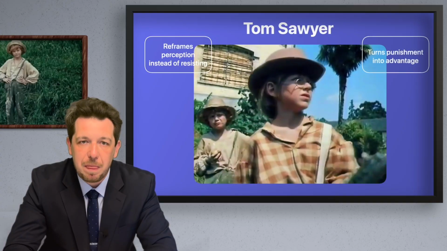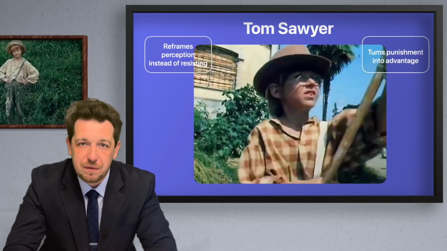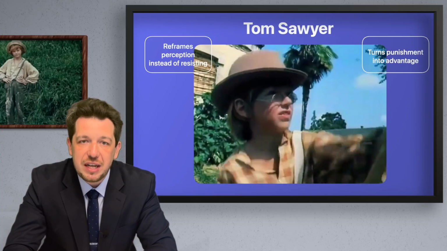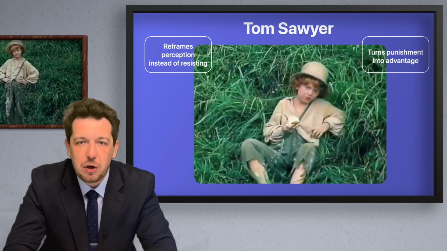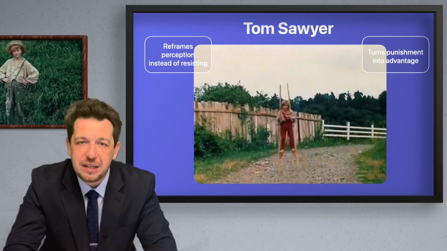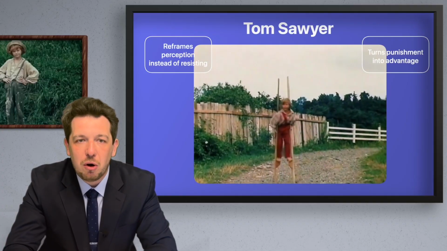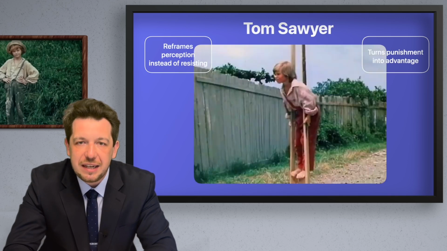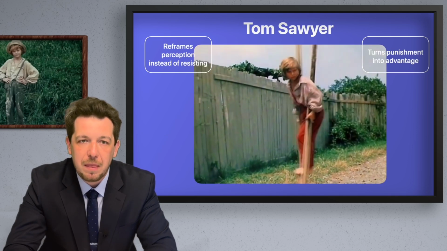Deception with purpose. This is not random mischief. Tom's goal is clear: avoid labor, preserve status, turn punishment into advantage. The deception is strategic and carefully paced. He doesn't immediately offer the brush, he withholds access, and that restraint makes the trick work.